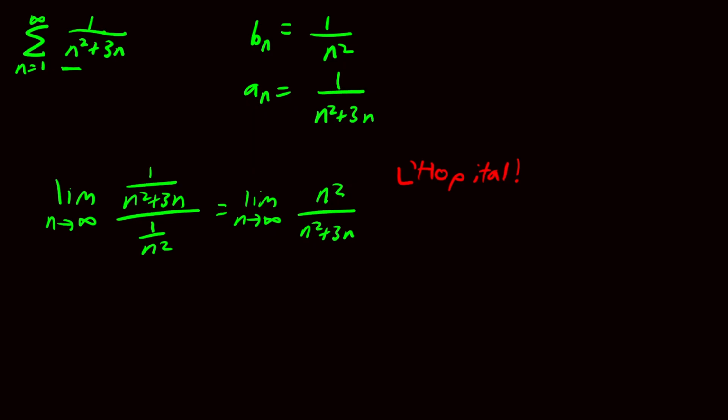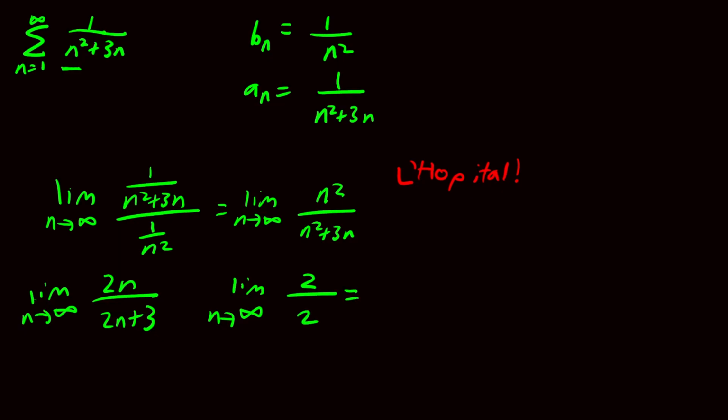So now we take L'Hopital's rule, right? We just take the derivative of the top and the bottom. So the limit as n goes to infinity of 2n over 2n plus 3. Again, we get infinity over infinity, so we're going to use L'Hopital again. So it's the limit as n goes to infinity of 2 over 2, which is just 1.